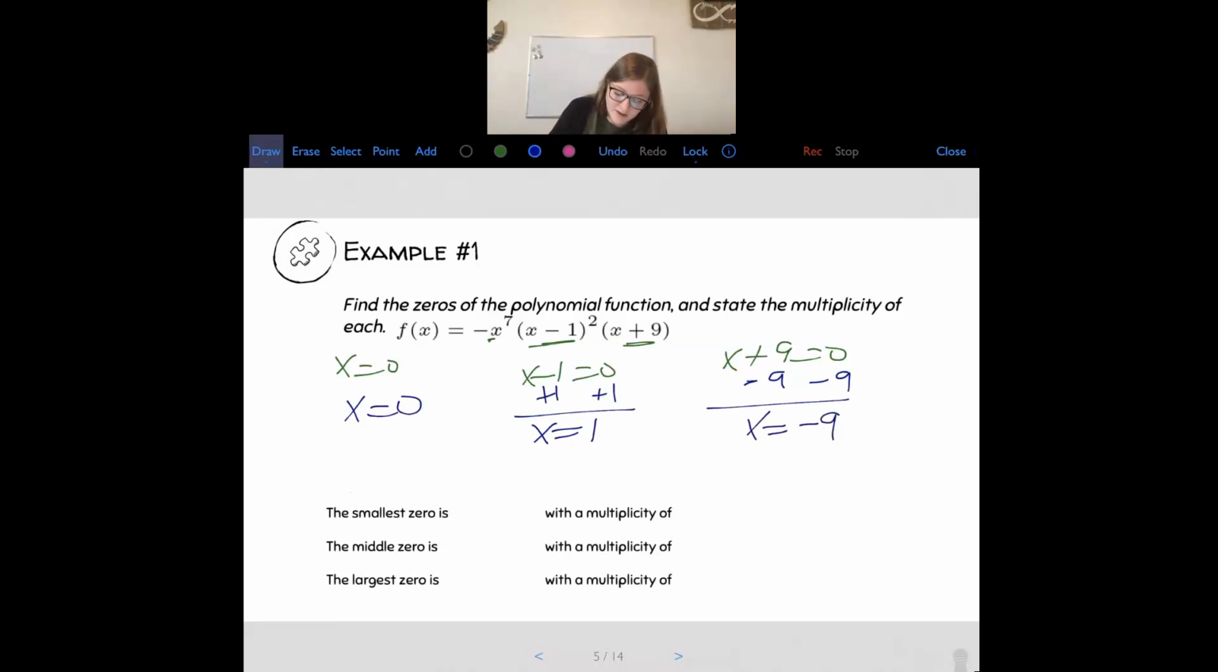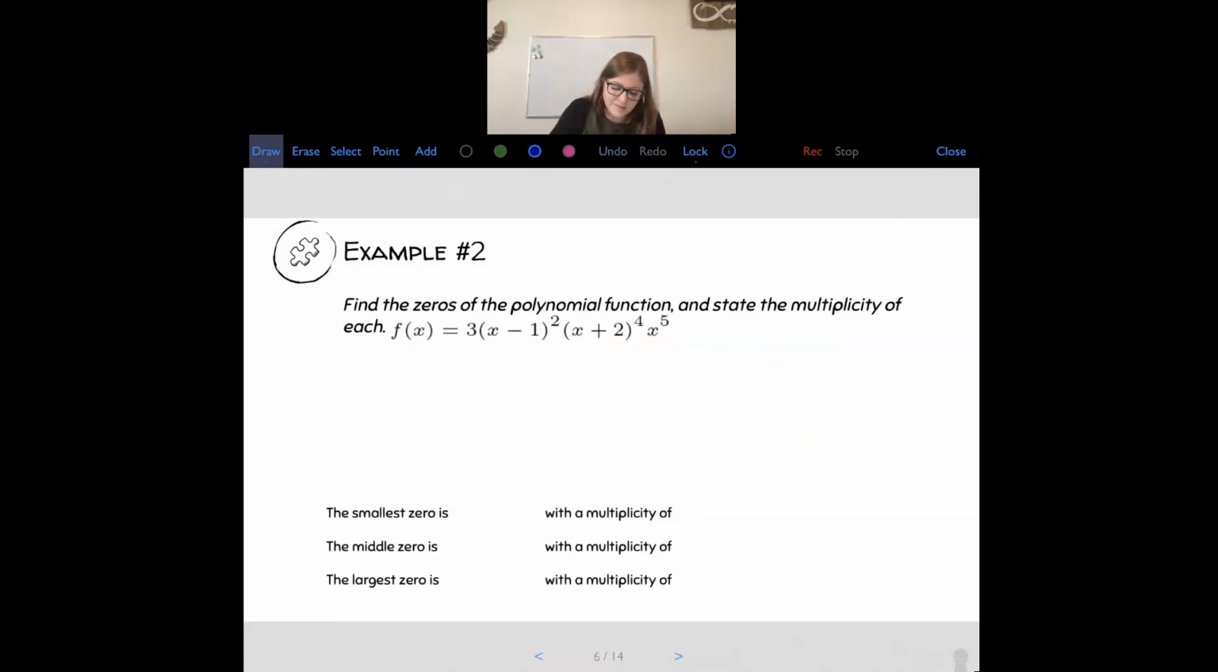Our smallest zero is negative 9, and that has a multiplicity of 1. The exponent there, if you don't see it, is just 1, so that occurs one time. The middle zero is x is 0, and that has a multiplicity of 7, because that's what the exponent is, or that 0 occurs 7 times. The largest zero is 1, and that has a multiplicity of 2, again matching it with the exponent.